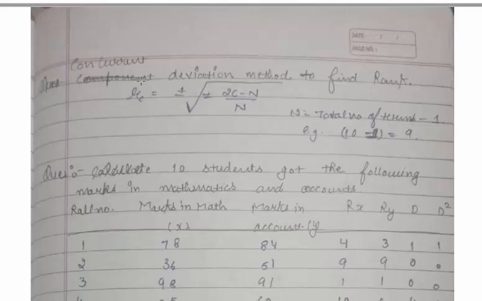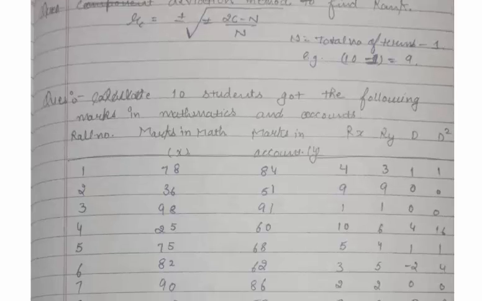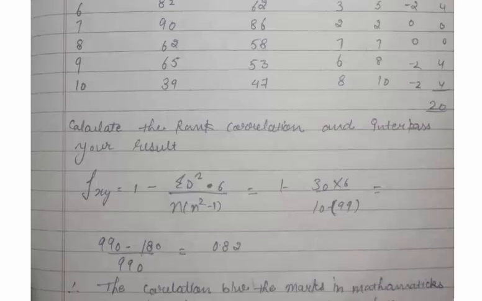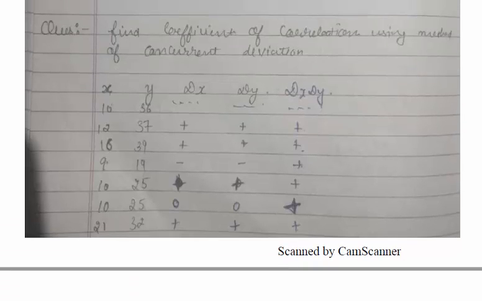So the concurrent rank is denoted by RC. This is equal to plus or minus the square root of (2C minus n) over n. Here n is the total number of terms minus 1, and a concurrent is a change in sign. So we discuss one numerical based upon this.